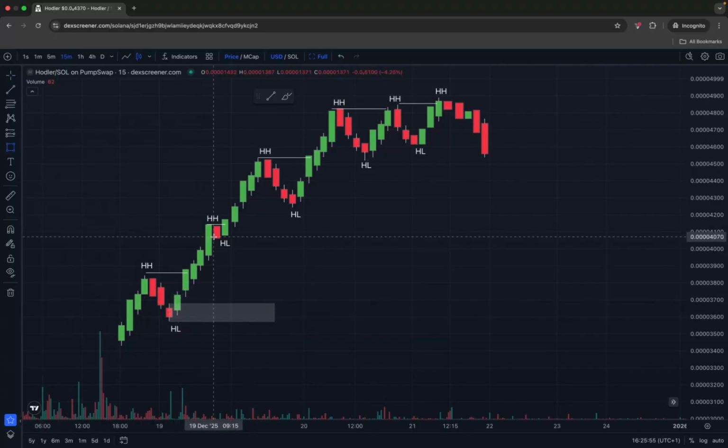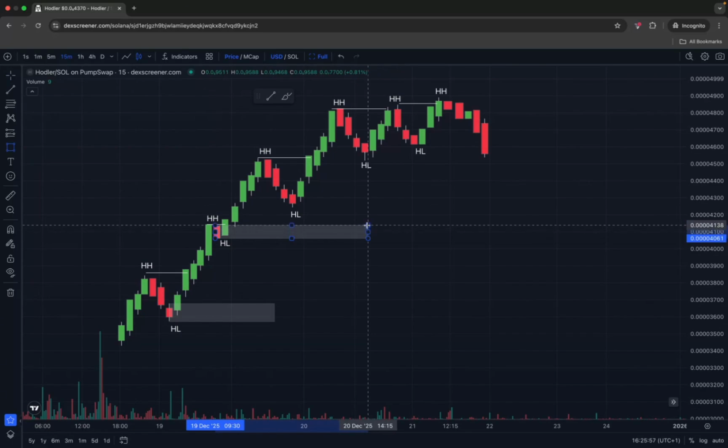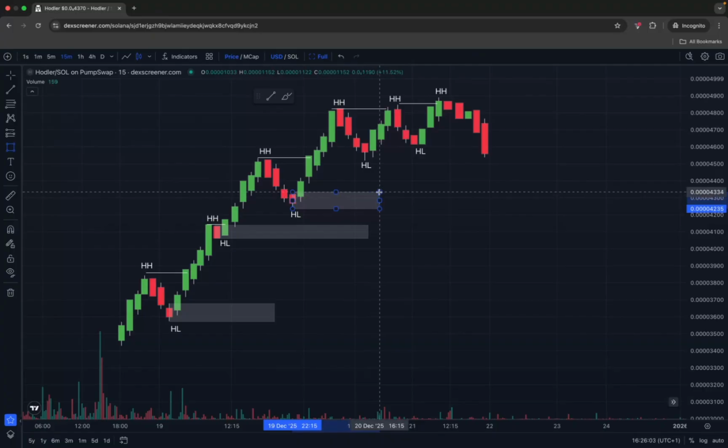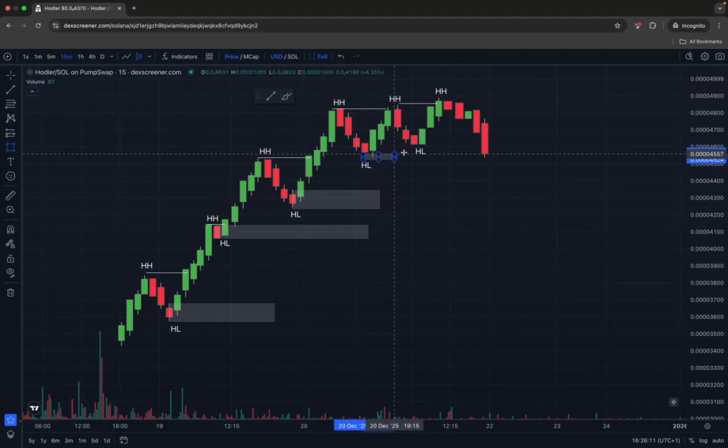And where is the next demand? The next demand is there as well. Then where is the next demand? The next demand is here as well. The last down candle that caused the break of this market structure. That's the last point price got before buyers stepped in. And where is the next demand from here? The next demand is this last red candle here. So you can see those are our demand.